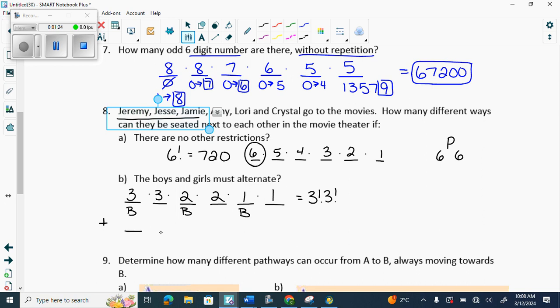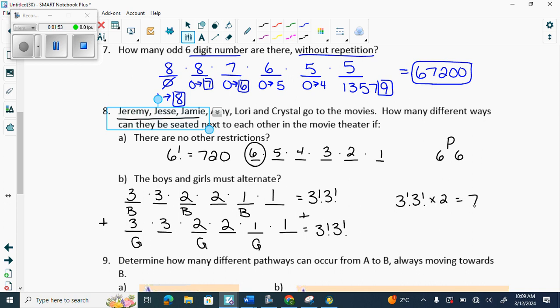Or we could start with what instead? Girls, which is 3, 2, 1, 3, 2, 1. So plus 3 factorial, 3 factorial. What could we have done instead of doing 2 cases like that and writing them both out? Multiply by 2. We can go 3 factorial times 3 factorial times 2, which is actually 72.